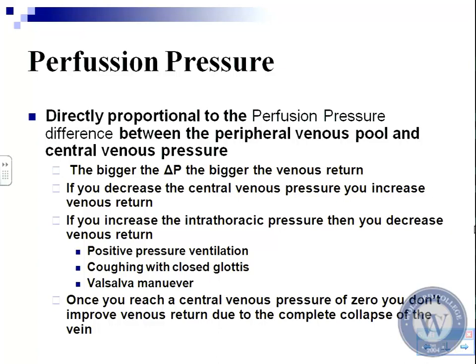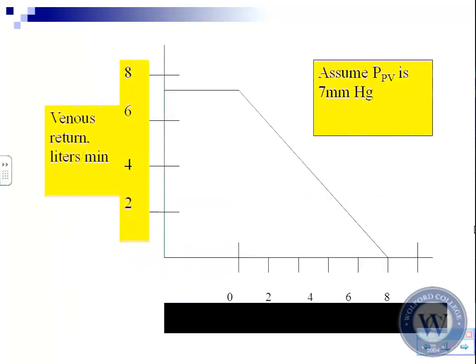So once you reach a central venous pressure of 0, you don't really improve venous return due to complete collapse of the vein. In other words, taking in a more vigorous inspiration does not really help you anymore by generating too much of a negative pressure. Once you reach zero inside the vein, it collapses down. You don't really get any more flow returning back. So that's what this is trying to show you. Sorry this didn't come out as well as I wanted to, at least not in the slide. It's in your presentation, it came out okay.